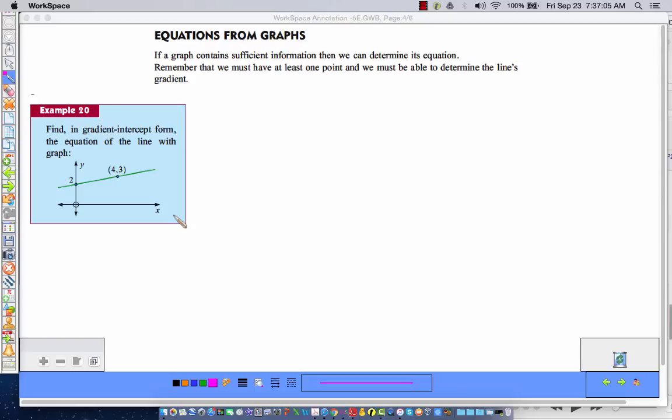So I look at this graph, and what do I have? Well, what I have right here is a y-intercept. And then I have a point. Well, if I have a y-intercept, I am immediately thinking of the form of a line, slope-intercept, gradient-intercept, both the same thing. And I know that b is my y-intercept. So my b is going to be equal to 2. Okay, so then all I need is m. And I got my equation, baby.